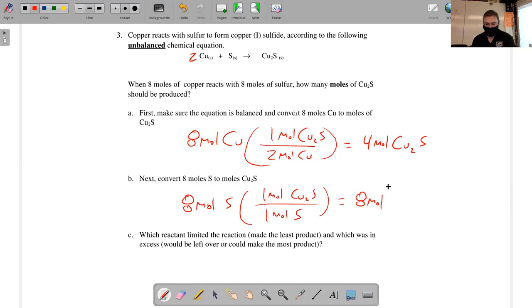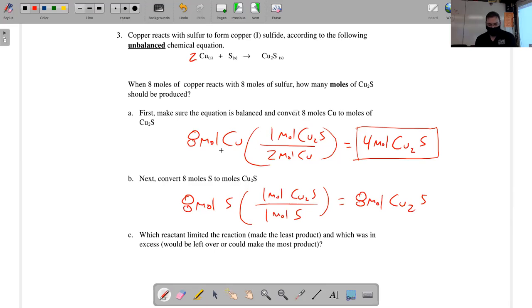It might seem obvious to you that because you need twice as many coppers for every sulfur, and you have the same amount of copper as sulfur, you're going to run out of copper first. This is the lower quantity of product that's made, so that means that the copper must be the limiting reactant.